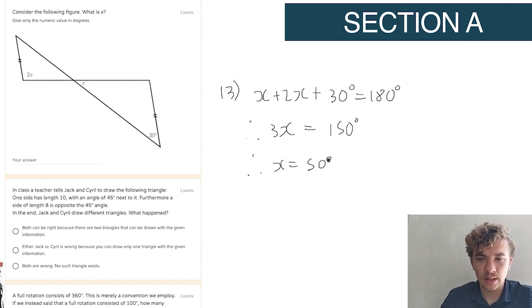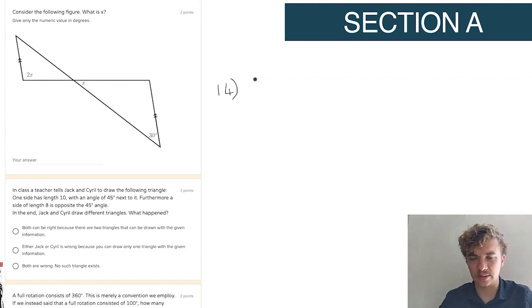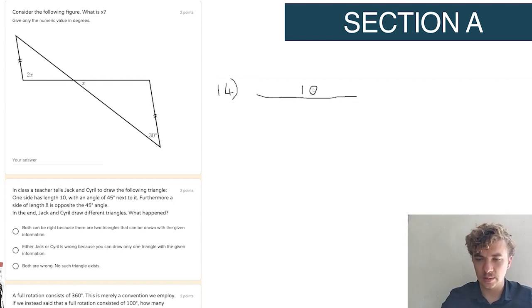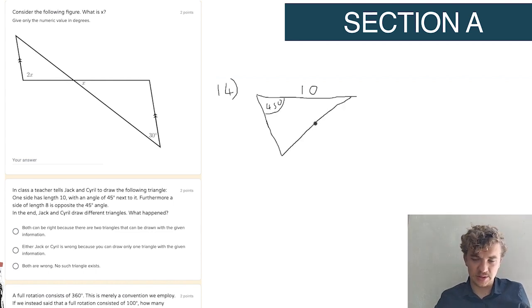Next question. In class, a teacher tells Jack and Cyril to draw the following triangle. One side has length 10. I'm just going to try and draw that over here. One side has length 10 with an angle of 45 degrees next to it. Let's just do that. Say that's a 45-degree angle. We don't know how long the side is yet. Furthermore, the side of length 8 is opposite to the 45-degree angle. So we don't know how long that is, and then somewhere over here we have another side which is opposite to the 45-degree angle, which is 8 units long.